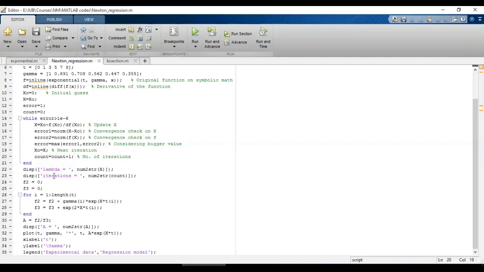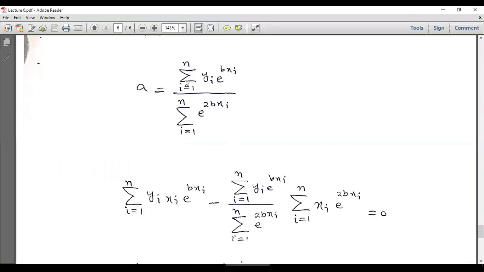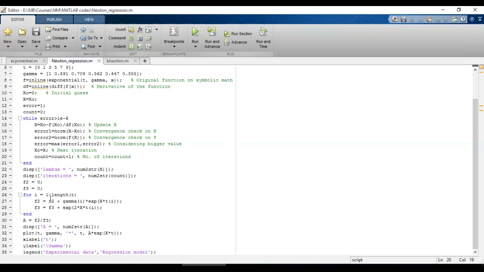So then I will display the total number of iterations. Now I have to calculate the value of A. Here again I have to use two summations for calculating the value of A, because when I have the value of B, I can calculate the value of A. So by using this value of B, I will again evaluate these two summations, F2 and F3, and A is equal to F2 divided by F3.